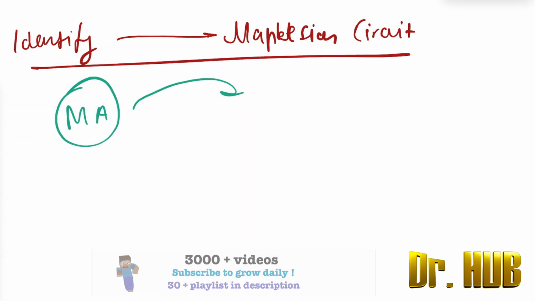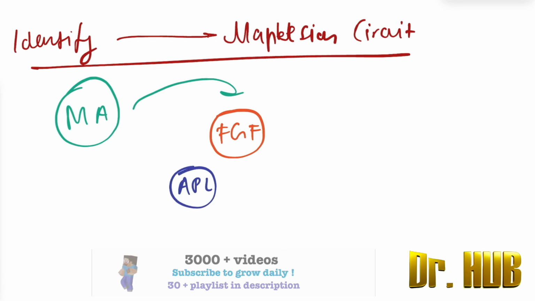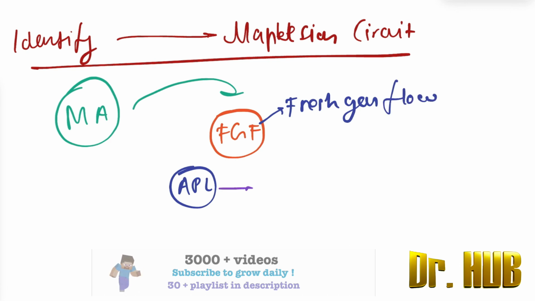We'll be asked where the FGF is. These are the short forms. FGF is nothing but the fresh gas flow. Next, what we need to know is the APL. APL stands for the adjustable pressure relief valve. So let's write it down. This is the fresh gas flow. These will be helpful throughout the video.